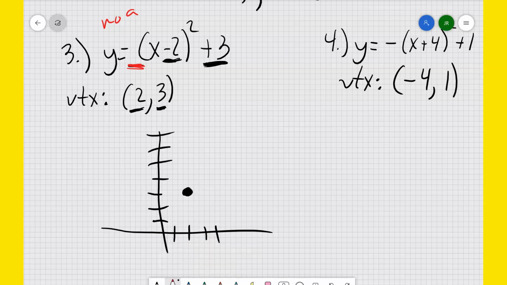So I'm going to go over 1 and up 1 on the right side. I'm going to go over 1 and up 1 on the left side. And I'm going to go over 2 and up 4, 1, 2, 3, 4, on the right side and on the left side. Over 2 and up 1, 2, 3, 4. And here's my parabola.